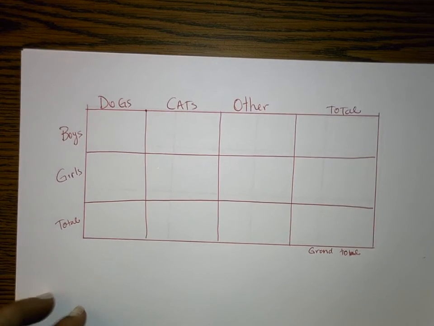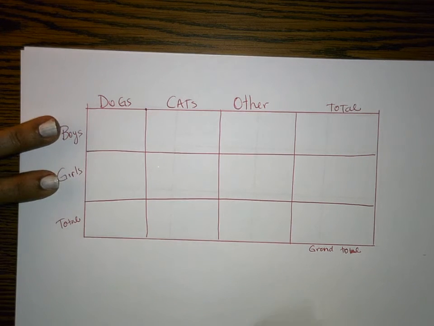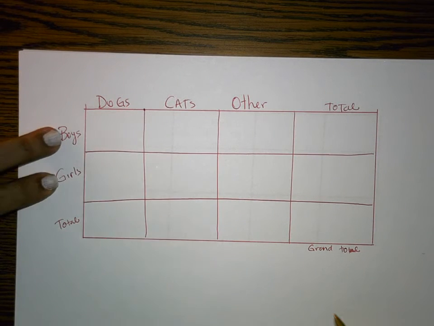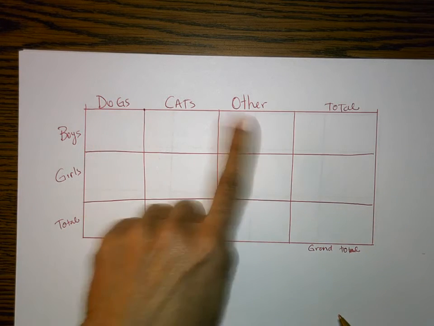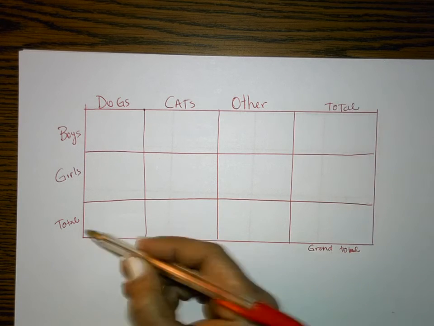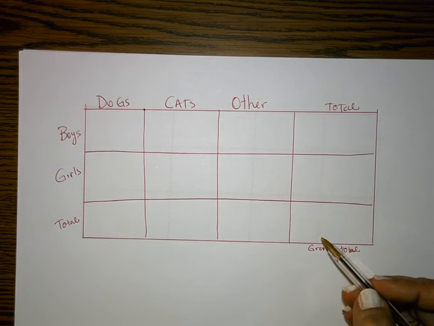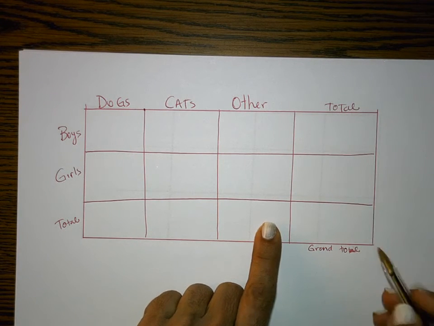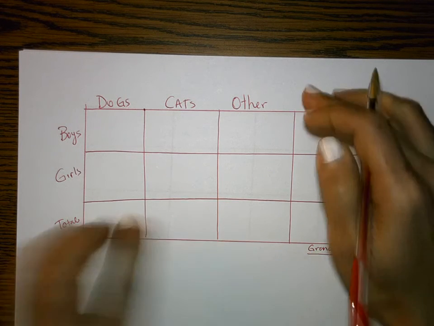Here are my variables. I have boys and girls. That's one of my variables. That's one of my categories. You're either boy or girl. And then you're going to have people that like dogs, cats, or other kinds of pets. Now here on the edges, this total row over here and this column, these are my margins. That's why we call it a marginal total, and right here is also a marginal total. This one over here is going to be my grand total, my final total of everything.